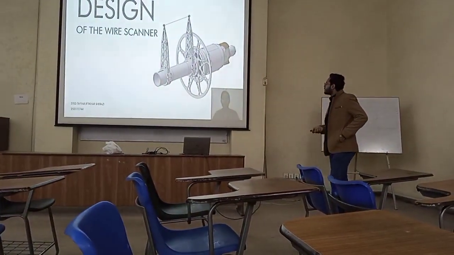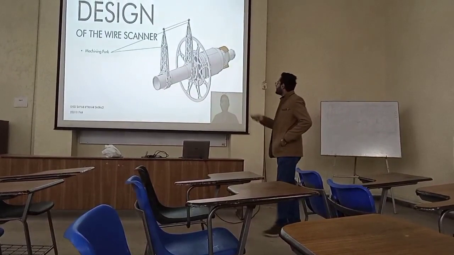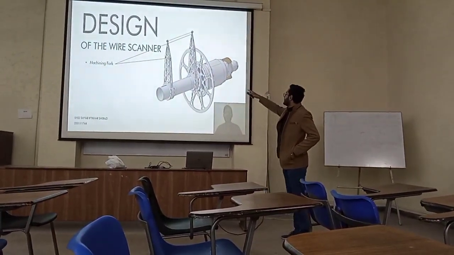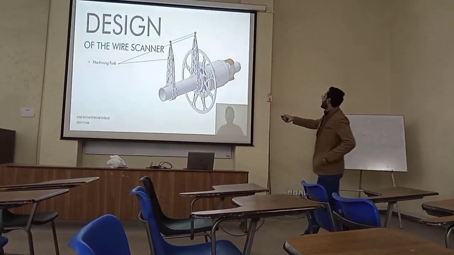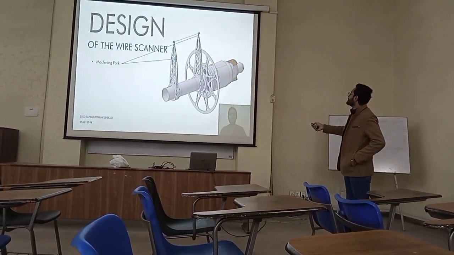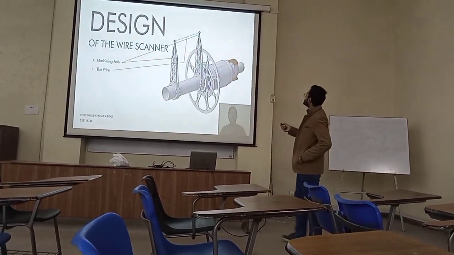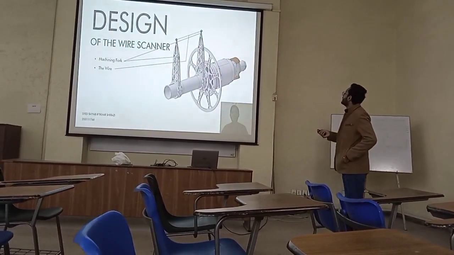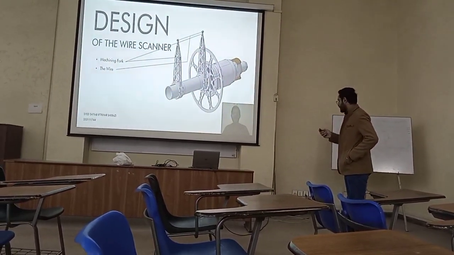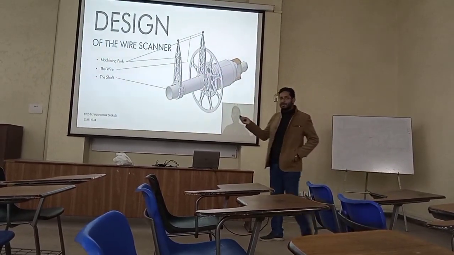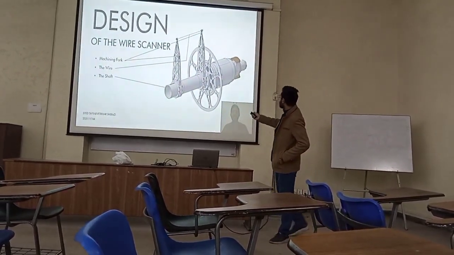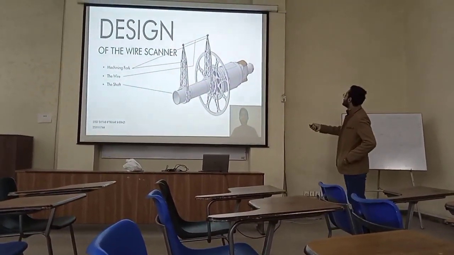So this is the design of the scanner. You can see that these are the machining forks, these antenna-type things. To these forks the wire is attached. Here we can see the wire is attached to the machining forks, and this is the shaft.